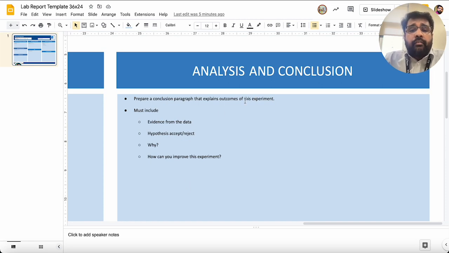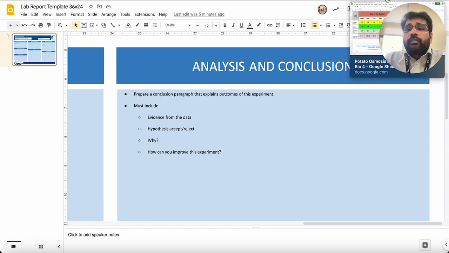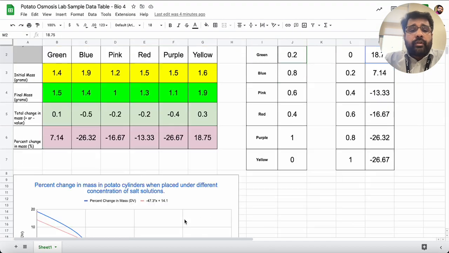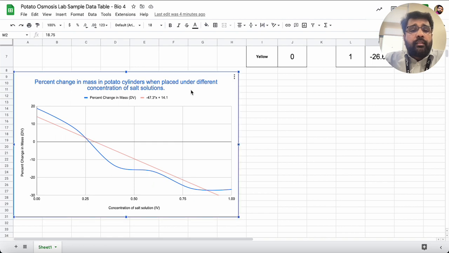And one thing I would like to look for is the evidence from the data. For example, one of the questions that we are trying to answer was, what is the concentration of potato cytoplasm? To find out, you will be looking at this graph, and you know that the positive side of the graph is where the potato cylinders gained mass, and the negative side of the graph is where the potato cylinders lost mass.